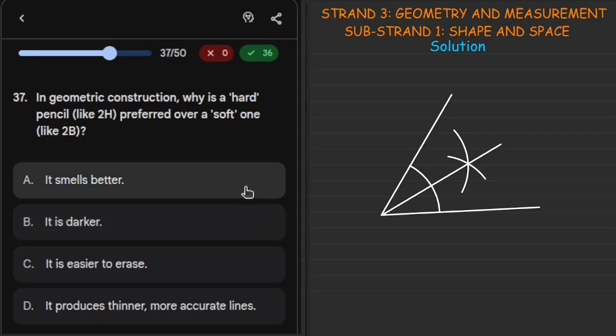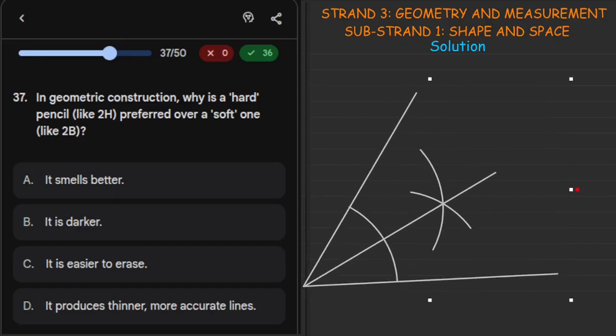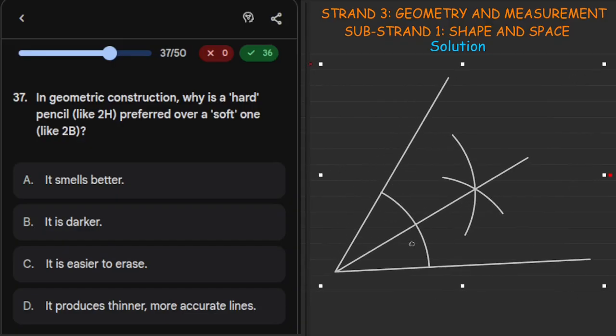Question number 37. In geometric construction, why is a hard pencil like H2 preferred over a soft one like 2B? The main reason is we want to produce more accurate drawings. Look at the pencil I used to do this construction on the screen. Now I'm going to change the thickness, and then we'll see what is going to happen. As I've changed this thickness, you can really see clearly what we've done, and then take note of your intersections.